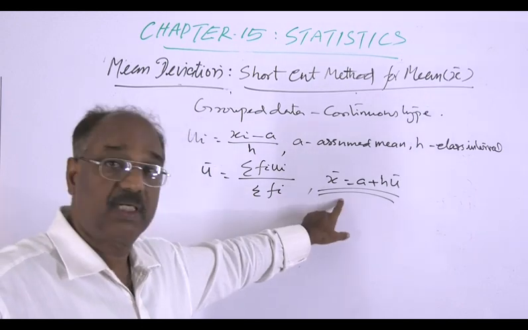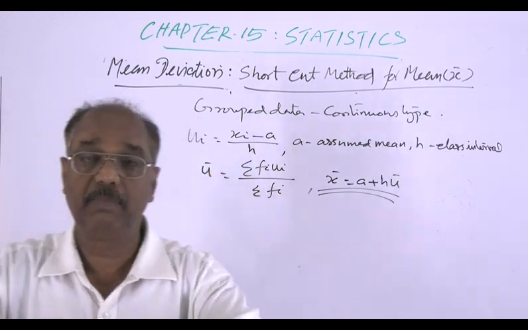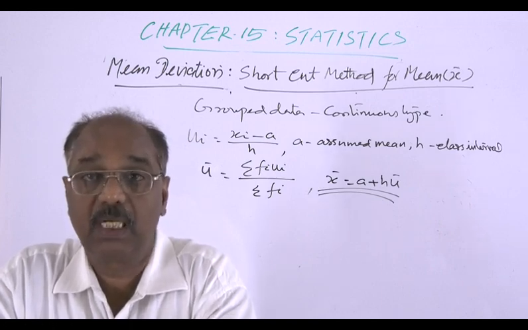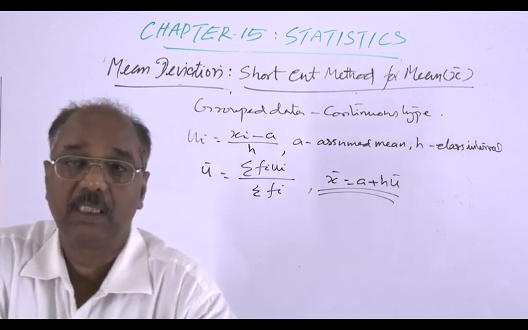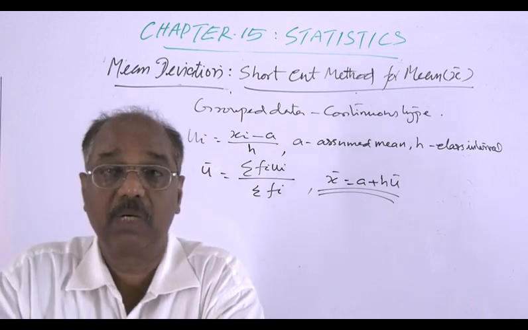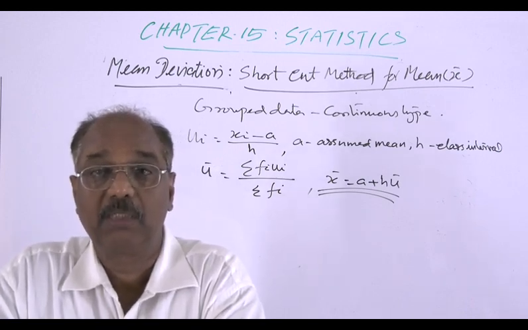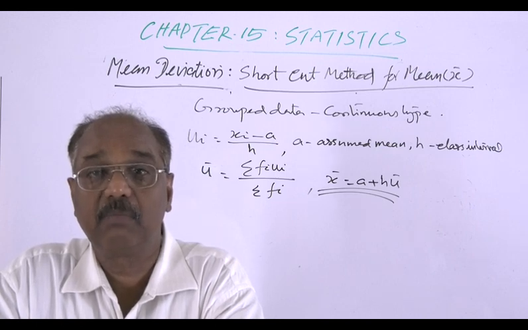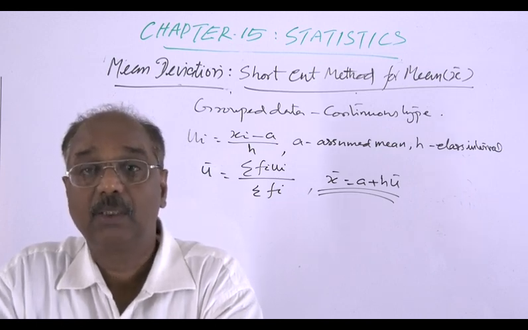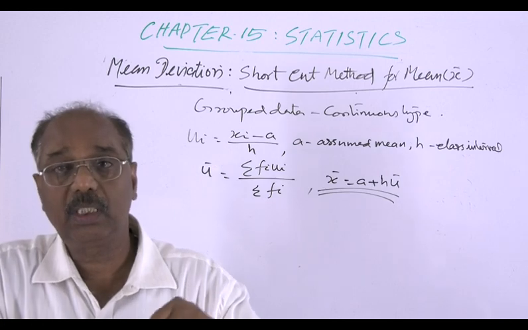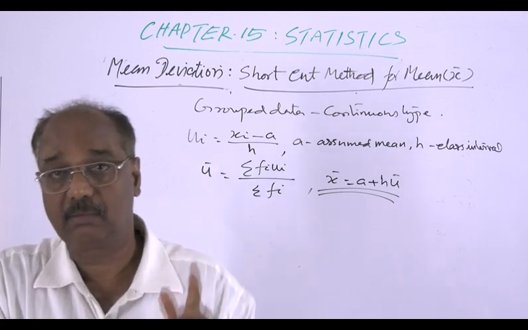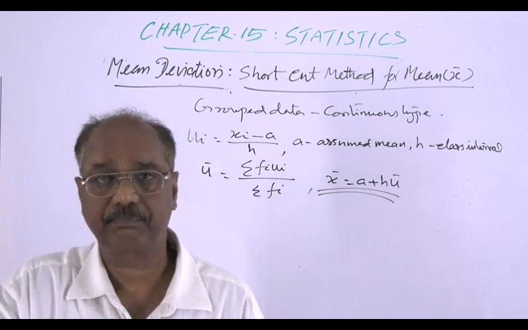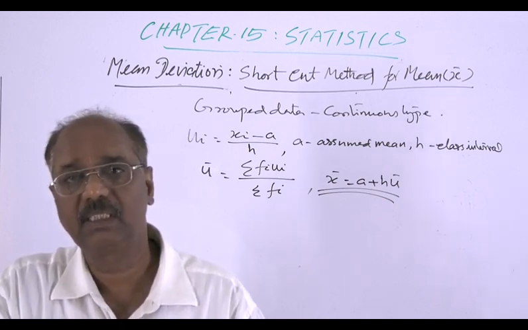Using this x bar, we can find the mean deviation about x bar using the formula: mean deviation about x bar equals sigma fi into mod xi minus x bar divided by sigma fi. So the shortcut method is applied only to determine x bar. The remaining part will be the same.